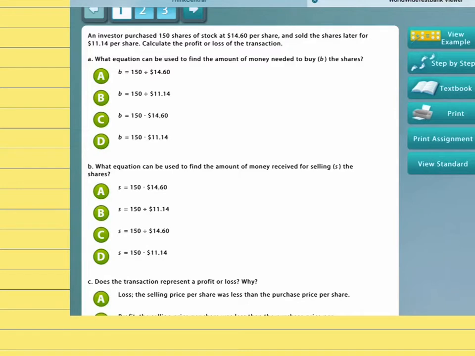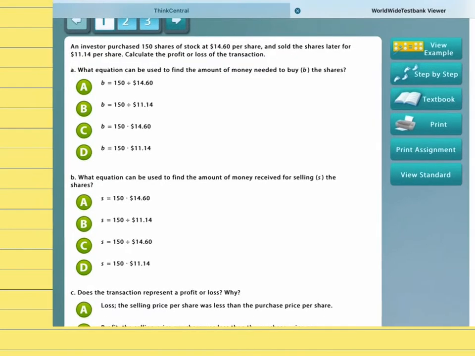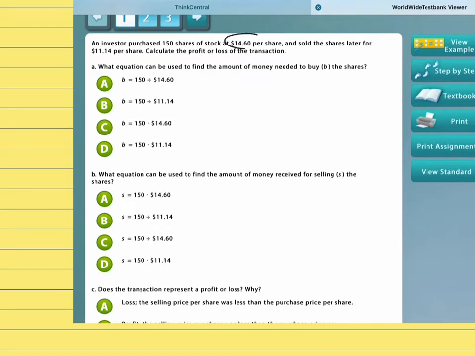If an investor buys 150 shares of stock, we did this problem on the last homework, I think, at $14.60 a share, and sold them later for $11.14 a share, calculate the profit or the loss. So the first thing I want you to realize, if he bought it for $14.60 and he sold it for $11.14, he's lost money. So write an equation to find the amount of money he needed to buy the shares.